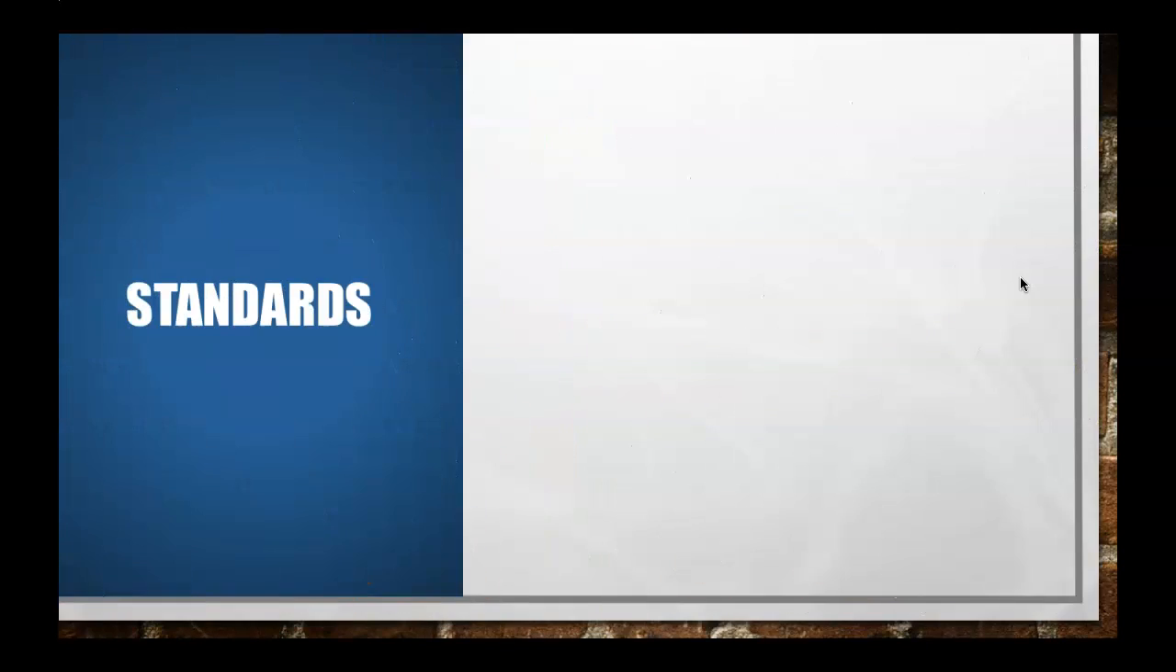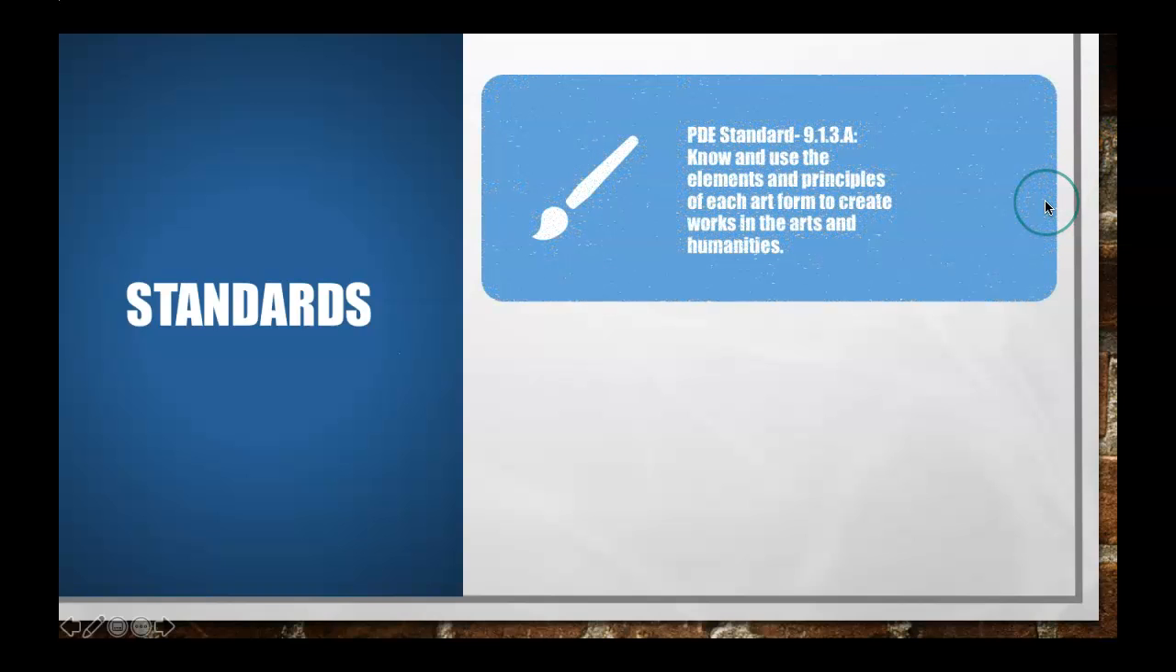Now let's look at some standards that we can cover in the elementary setting. The first one is PDE Standard 9.1.3.A. This is know and use the elements and principles of each art form to create works in the arts and humanities. This would work specifically for theater in the script and text category.